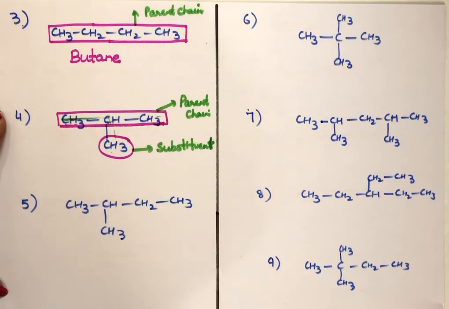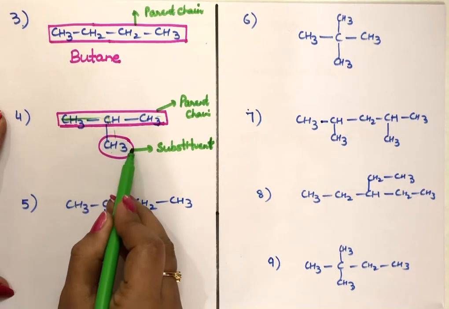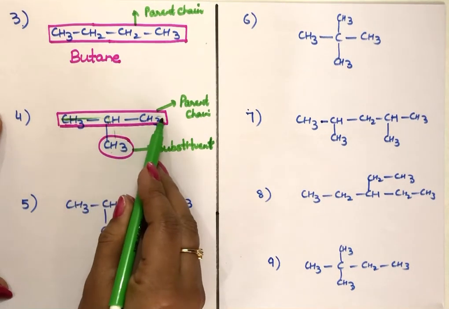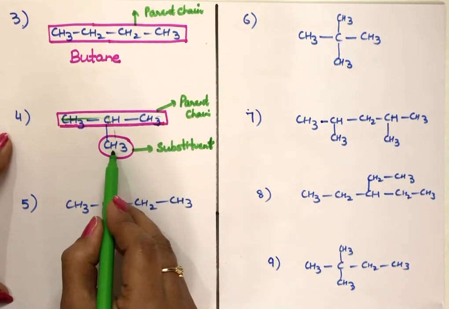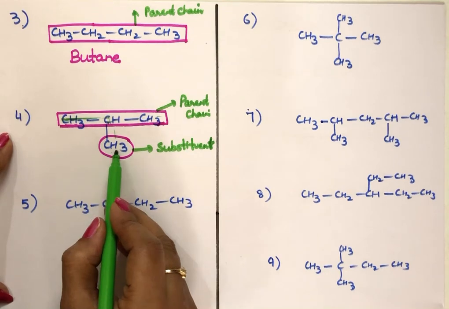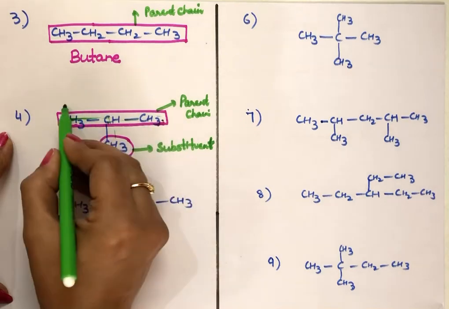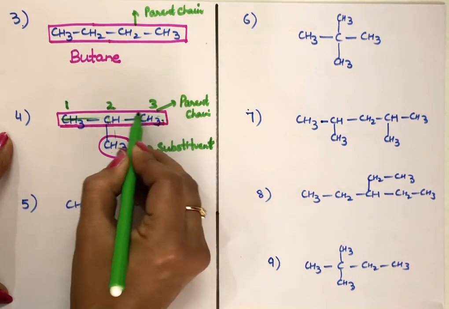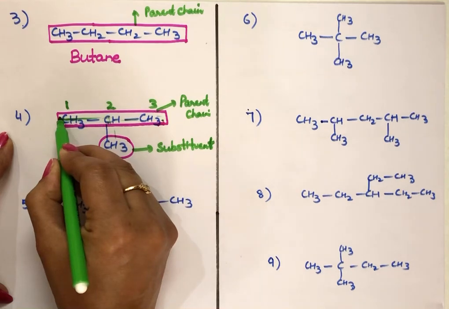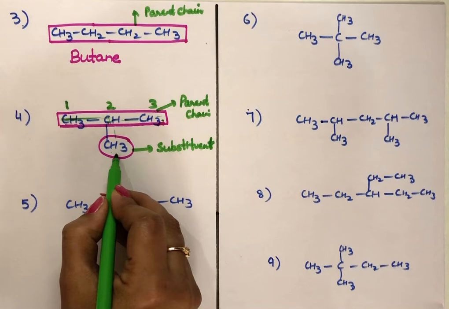Now how will we write the name of this compound? First of all will be the name of the substituent, then the name of the parent chain. For the substituent we use a prefix, and this substituent, an alkyl with 1 carbon atom, is called methyl. This parent chain we have to number. We will do the numbering from left to right or right to left, from that side which will give the lowest number to the attached substituent.